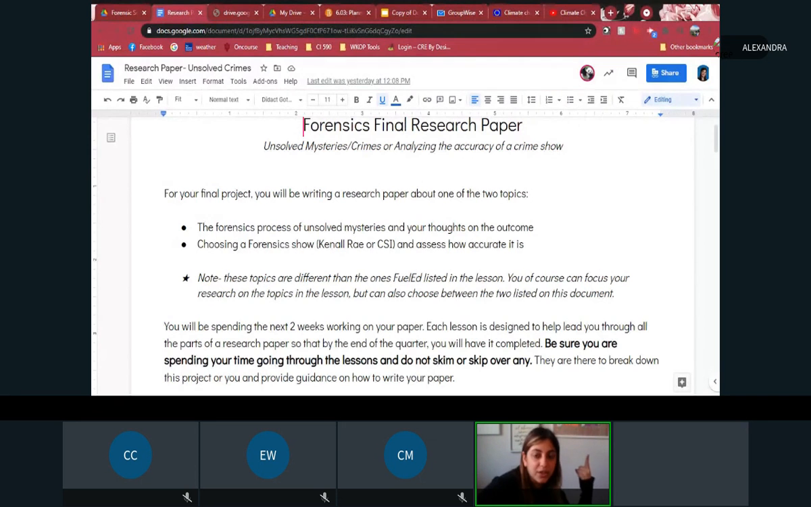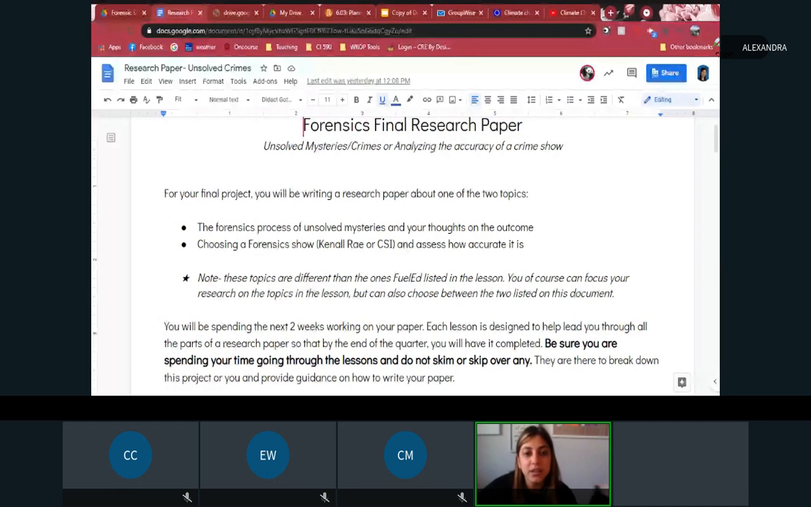So your options are to choose the forensics process of unsolved mysteries and your thoughts on the outcome, or choosing a forensics show like CSI. You can do NCIS. Lucifer does a lot of forensics. NCIS is fine, it would work. SVU is a little bit more about the crime and less about the forensics. They bring in some forensics, but not a lot. But you can choose a show that you've watched, that you enjoy, if you want to assess how accurate it is.